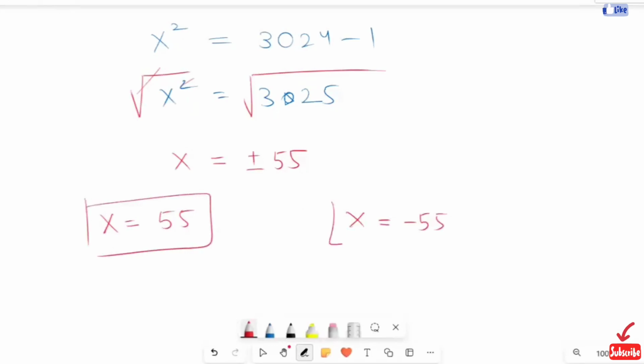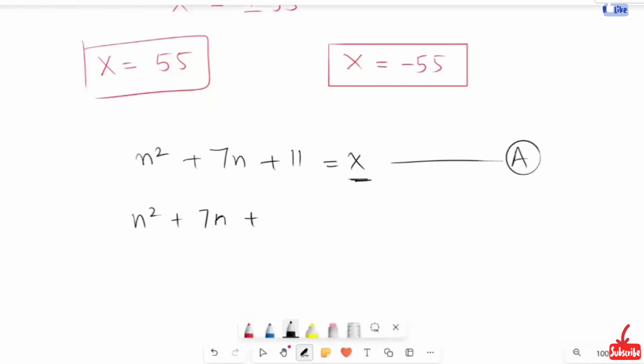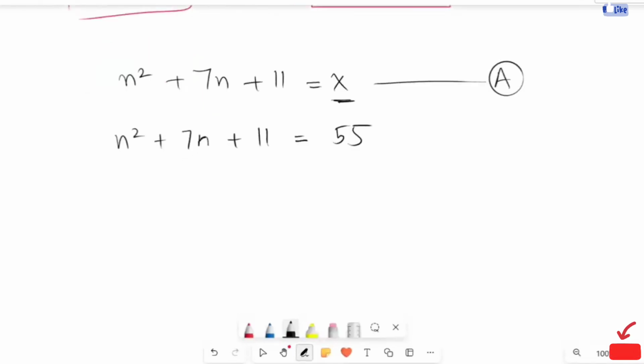Now I am going to plug both these values of x into equation A. Our equation A is n square plus 7n plus 11 is equal to x. This is our equation A. So now in place of x, I am going to write 55: n square plus 7n plus 11 is equal to 55. I am going to take this 55 to the left hand side: n square plus 7n plus 11 minus 55 is equal to 0, that is n square plus 7n minus 44 is equal to 0.